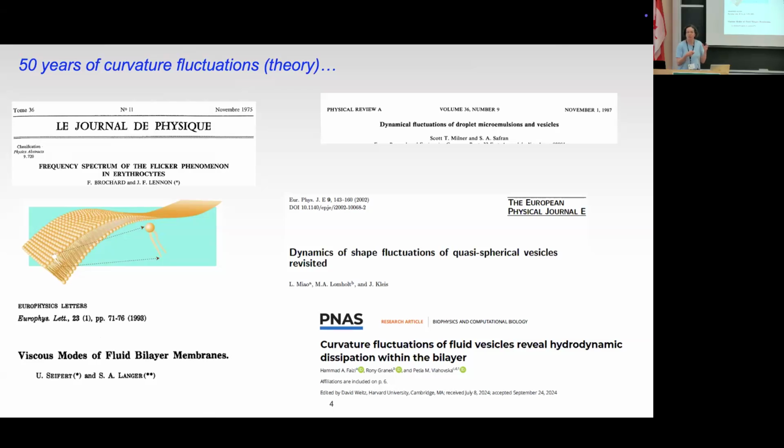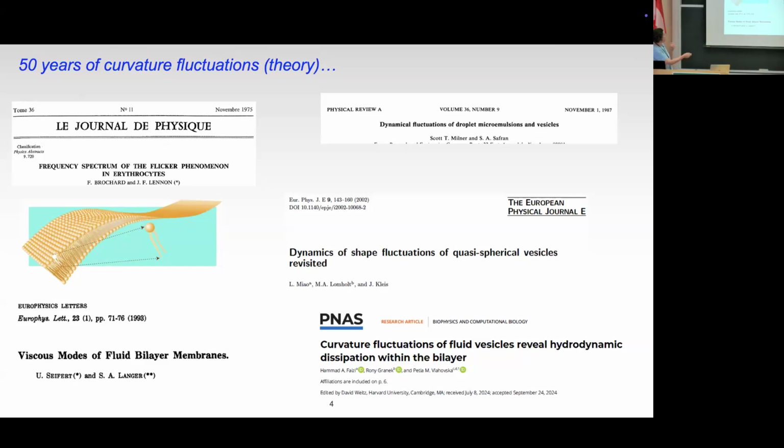This flickering, or thermally driven curvature fluctuations of membranes, is not a new problem. It goes back almost 50 years, to Brochard-Lennon's work. She developed the first theory for the red blood cell flicker, in which the membrane was considered a zero-thickness interface, only controlled by bending rigidity. And there are various modifications of the theory. Seifert and Langer later accounted for the bilayer structure of the membrane.